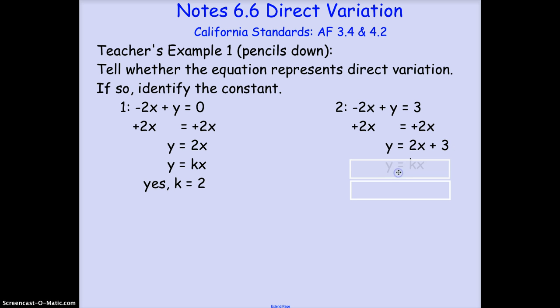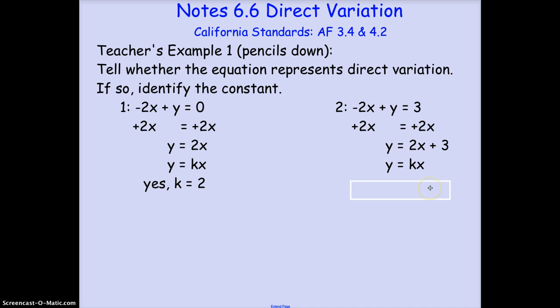Now when I try to match it up with my formula, I've got my y, my equals, my k, and my x. But remember, my formula stops at x. There can't be anything after the x. In this case, there's a plus 3. So that means this is not direct variation. It's slope-intercept form, but is not direct variation.